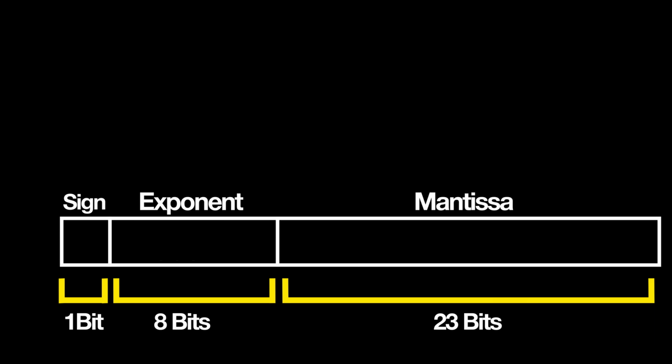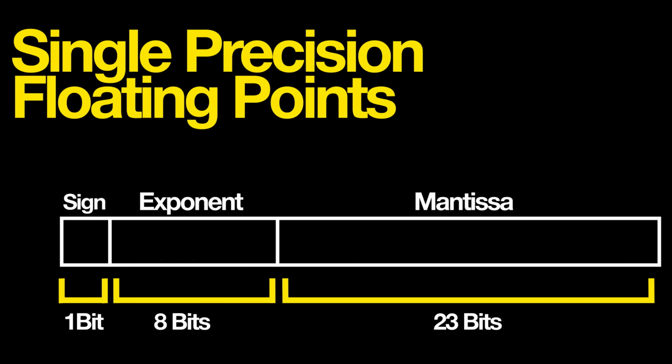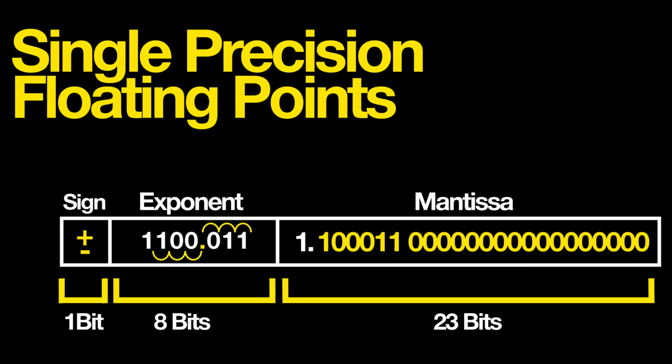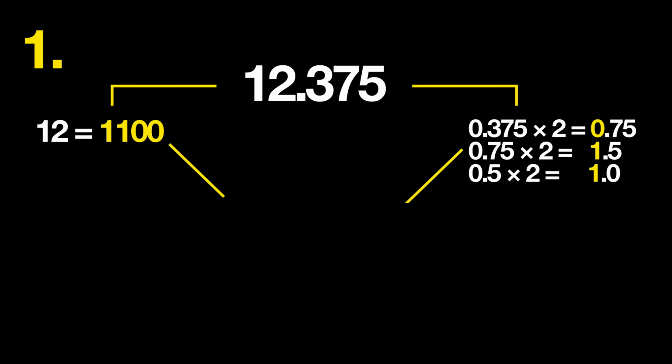To keep things simple, we will take single precision floating points. The sign bit determines if the number is positive or negative, the exponent determines how many places to move the decimal point, and the mantissa is the actual significant digit. To represent 12.375 in binary, we first take the integer part 12 and convert it separately. We then convert the fractional part by multiplying it by 2 repeatedly.